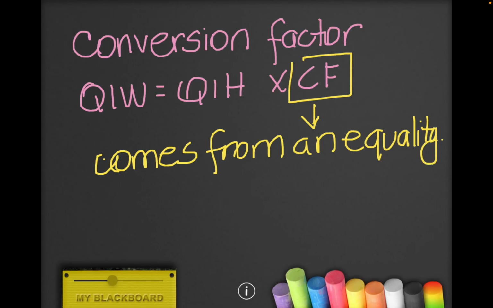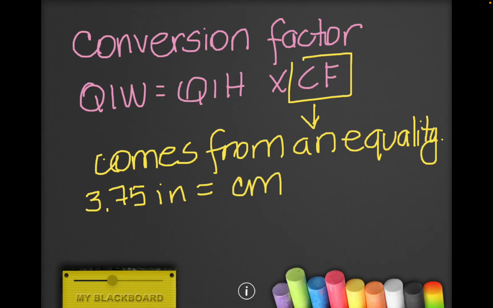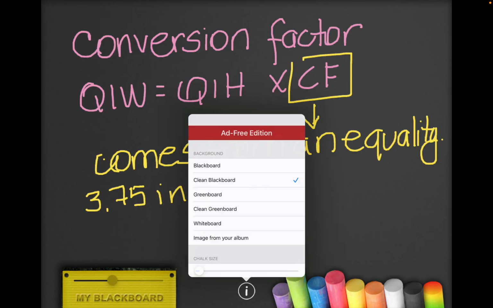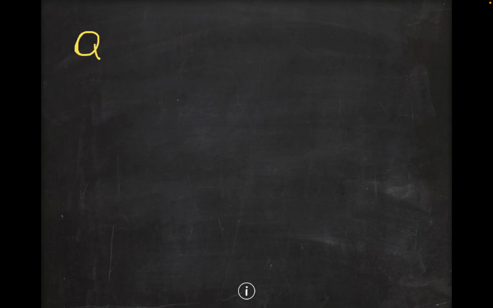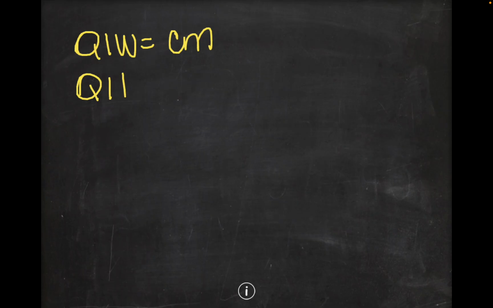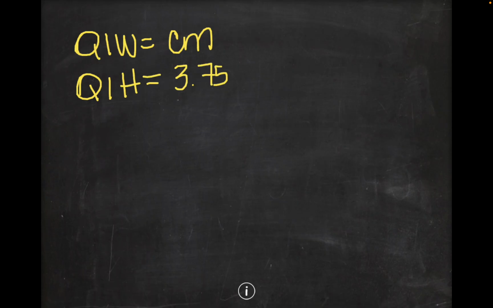Okay? Let's say, class, that we want to make a conversion. Let's say that we want to convert 3.75 inches into centimeters. This is the problem that we want to solve. Then we understand, quantity I want, I'm looking for centimeters. Quantity I have, the problem told me that I have 3.75 inches.